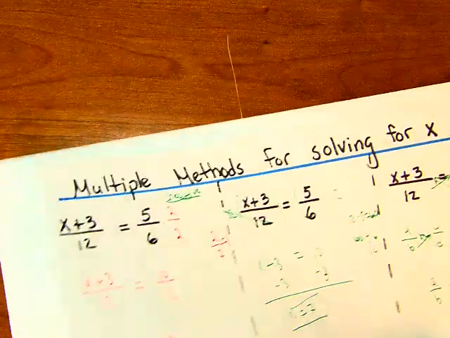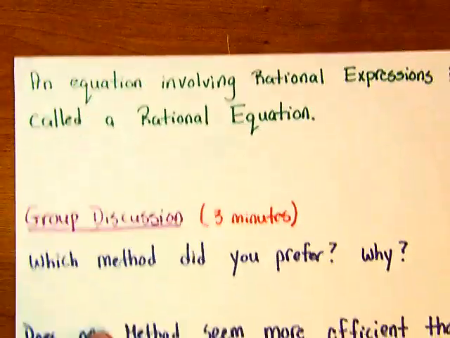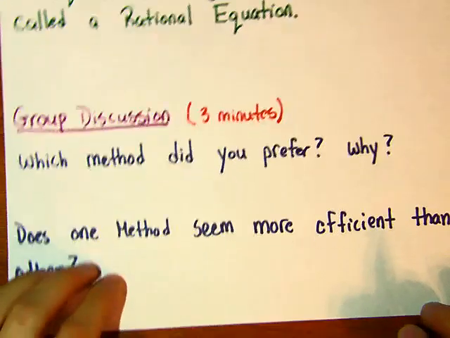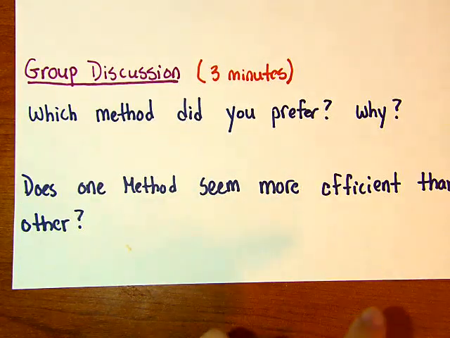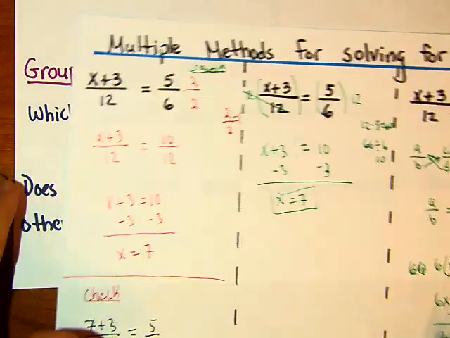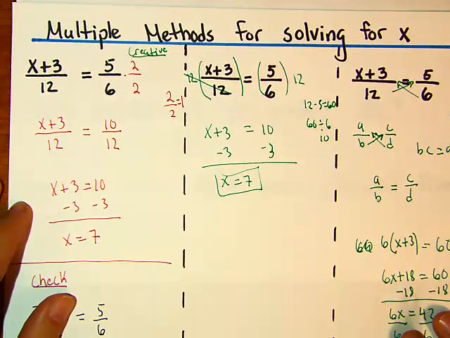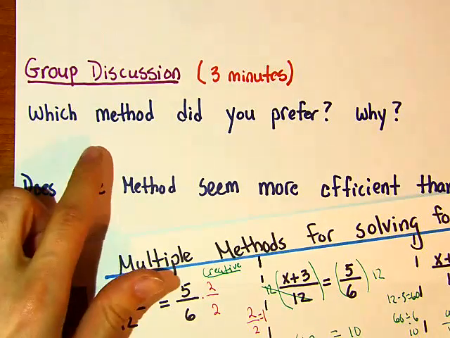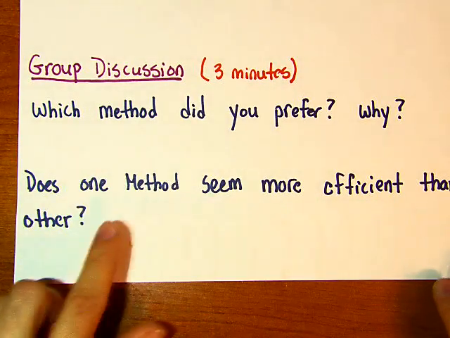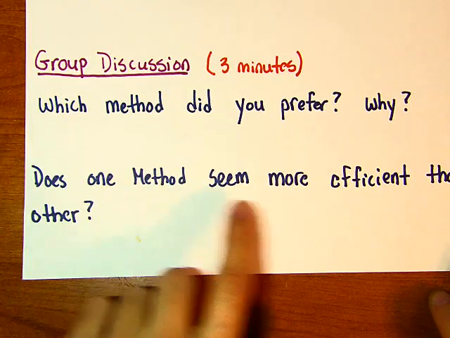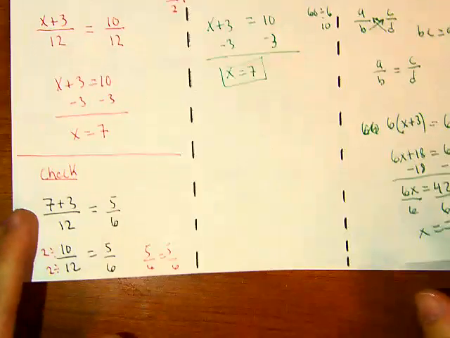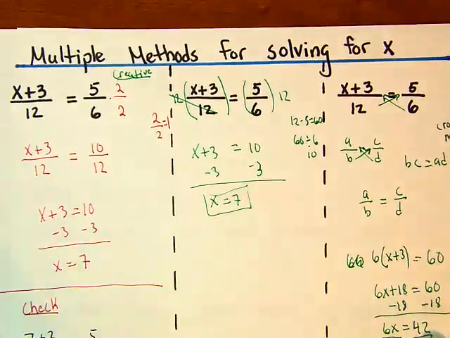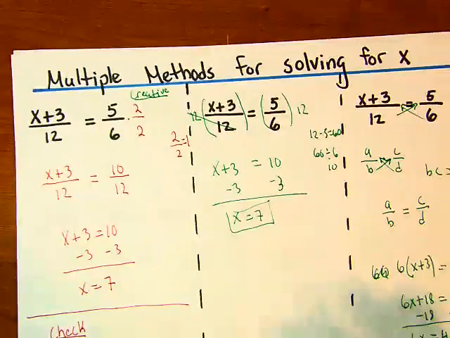And what I want you to think about, for when you take your headphones off, is group discussion. Which method did you prefer? If you had to choose which way you like to solve this problem, or maybe you solved it a different way, you could explain it to the class. But which way did you like, and why? Does one method seem more efficient than the other? Like, we have to learn how to do things in multiple ways. All right, that is it for today. I will see you in class.